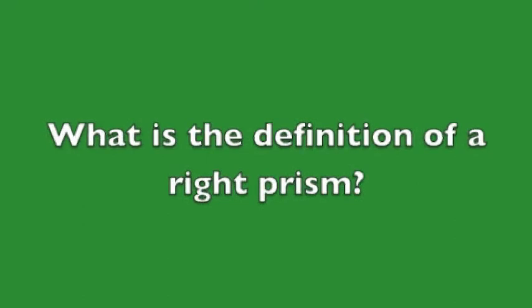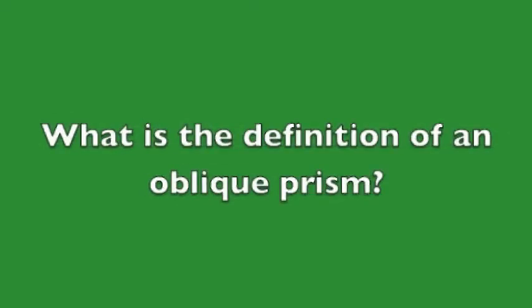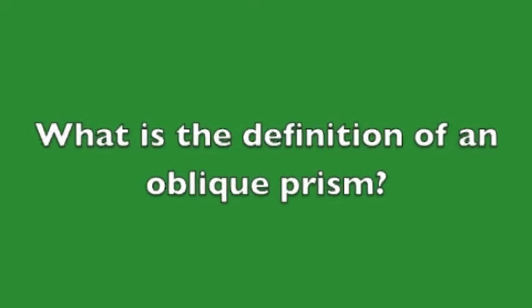What is the definition of a right prism? A right prism is when each lateral edge is perpendicular to both bases. What is the definition of an oblique prism? An oblique prism is a prism with lateral edges that are not perpendicular to the bases.